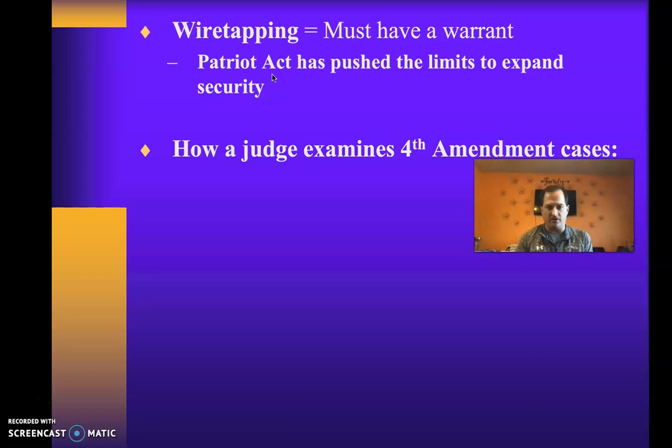Now, you won't know they did it, right? They're not going to come knock on your door and say, hey, here's our warrant, we're tapping your phone, because you'll never use your phone. They're going to get the warrant, tap your phone, gather the evidence, charge you in court, and then have to show the warrant there.